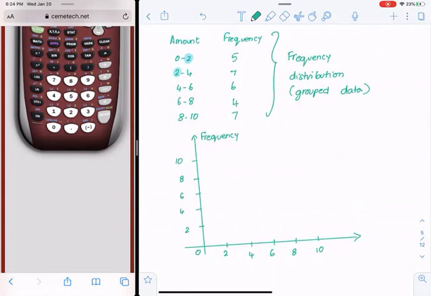So between 0 and 2, we have 5 students. In other words, 5 students specified that they spend between $0 and $2. Between 2 and 4, we have 7 students. 4 and 6, we have 6 students. 6 and 8, we have 4 students. 8 and 10, we have 7 students.